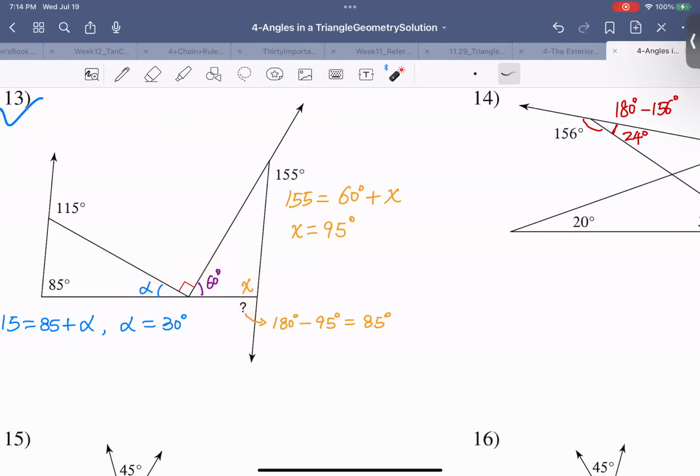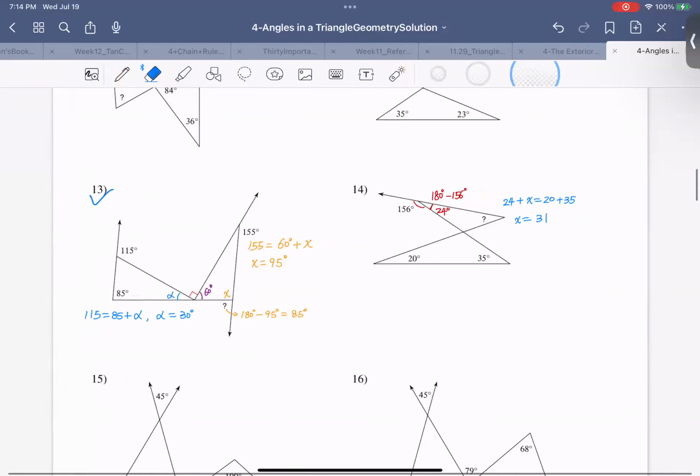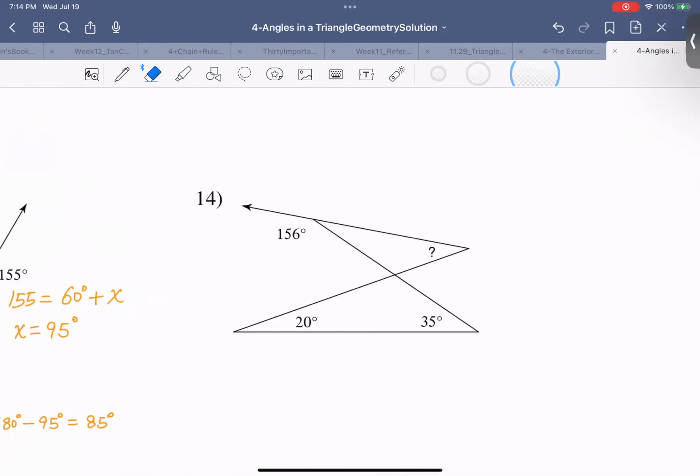Okay, number 13. If any student still has trouble, ask me for help. You do one more, please, Angela. Look at here. You have this angle as 156, and then they ask for that angle. What do you think? Do you figure out this angle?